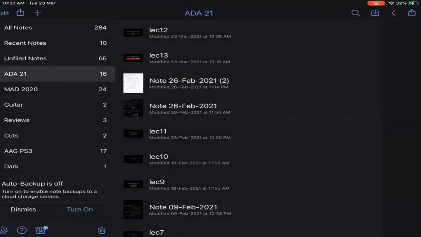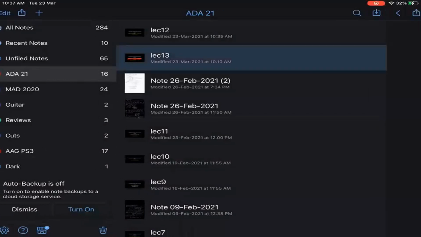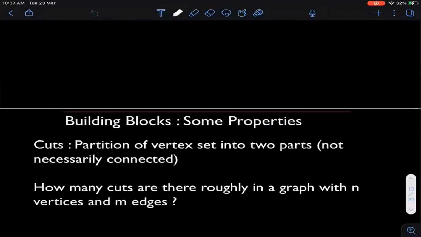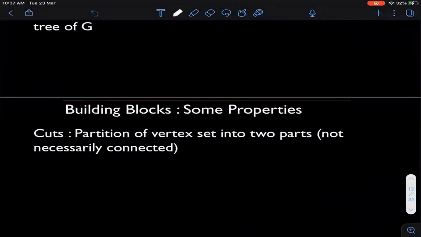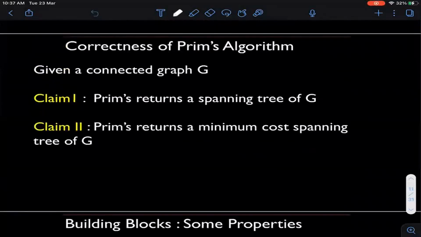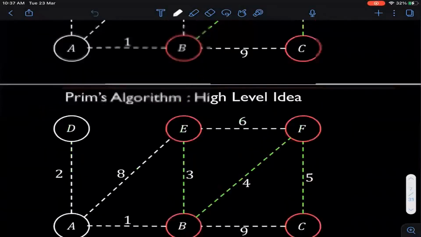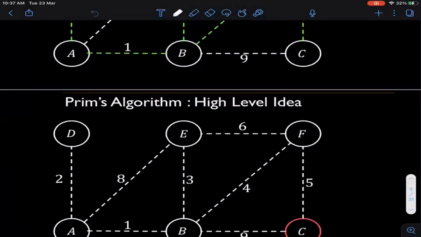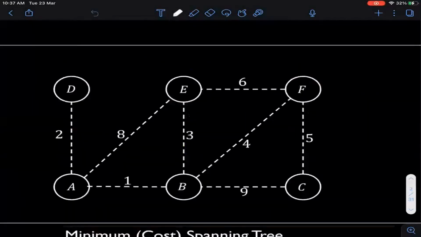Okay, so today we would be starting with spanning trees. I wanted to do another application of DFS, especially directed DFS, but it's a bit non-trivial.